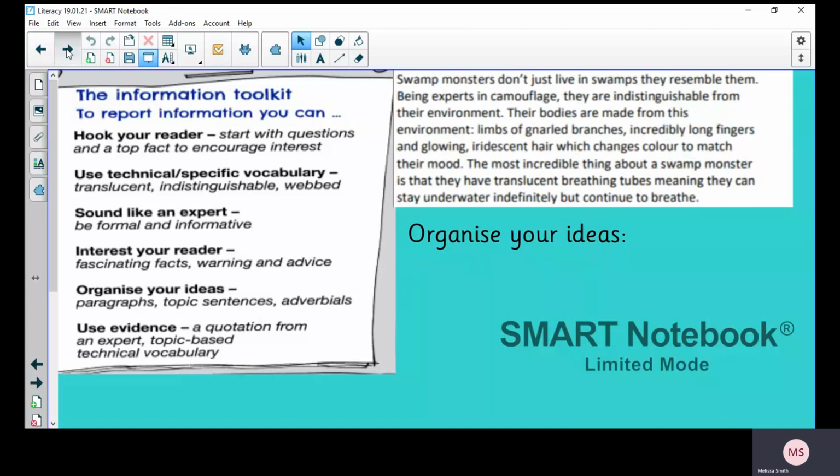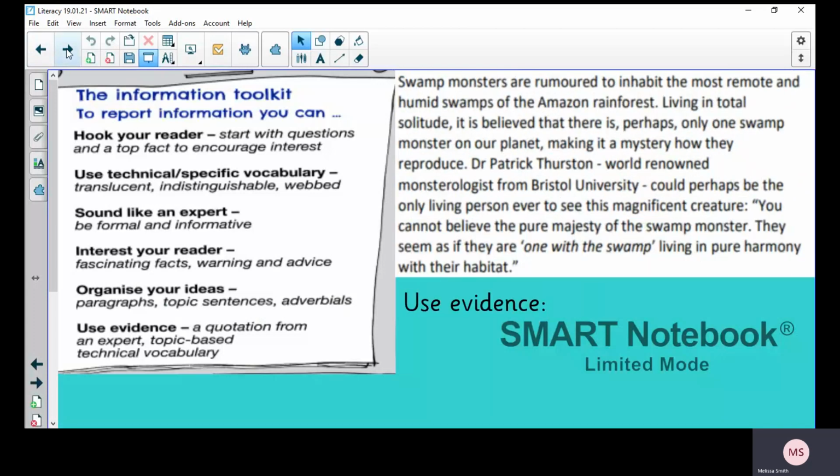And then the last one, a nice easy one, using evidence. So any quotes from experts, any technical vocabulary, have a look, see if you can spot it. Okay, and you should have worked out it's this quote here from Dr. Patrick Thurston. You could use that as your quote.